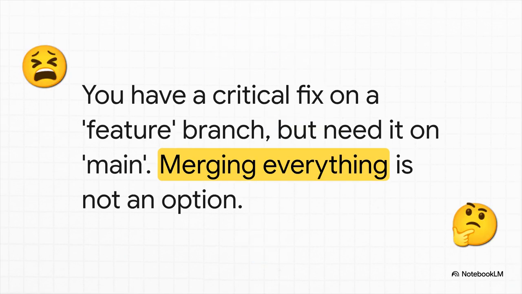And this is the classic bind, right? You've got this one perfect commit. Maybe it's a critical bug fix, and it's sitting there on your new feature branch. But you need that fix on the main branch, like yesterday. The problem is you can't merge the whole feature branch. It's half finished. So what are your options?